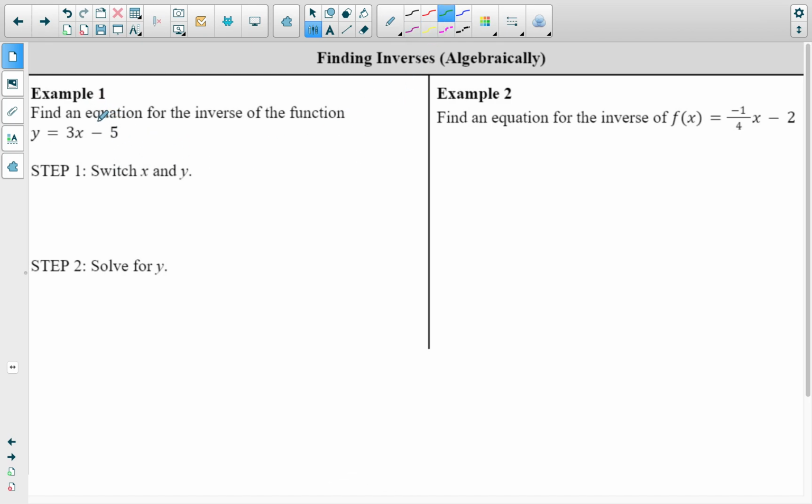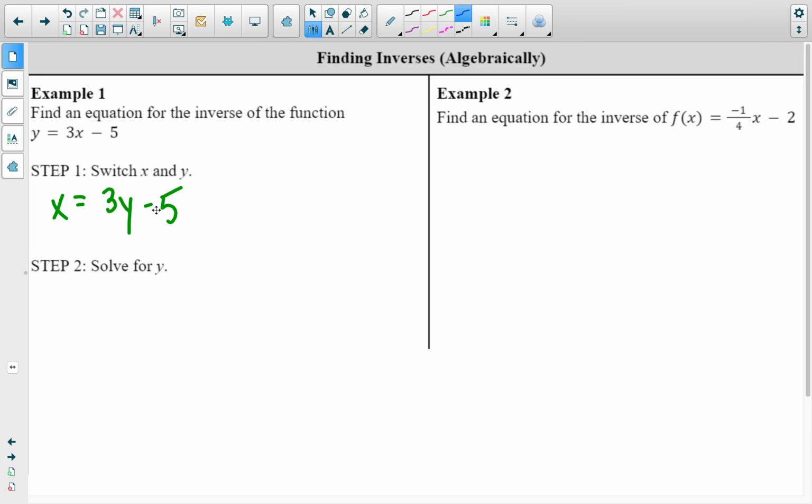Algebraically, this is how it will work. We'll get into when this applies in a little bit. To find an equation for the inverse of the function y equals 3x minus 5, step 1 is to switch x and y. So instead of y equals 3x minus 5, we have x equals 3y minus 5. Literally, wherever y is, put x there, and where x is, put y there. Now we're going to solve for y.